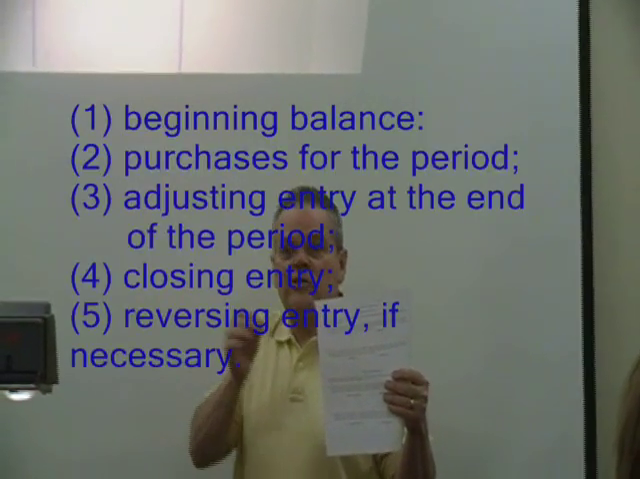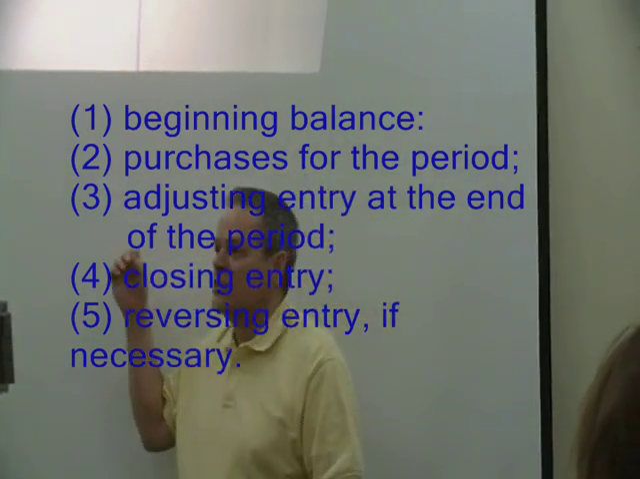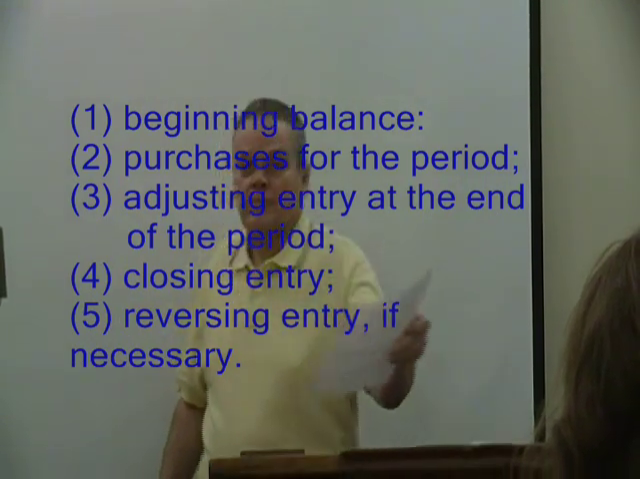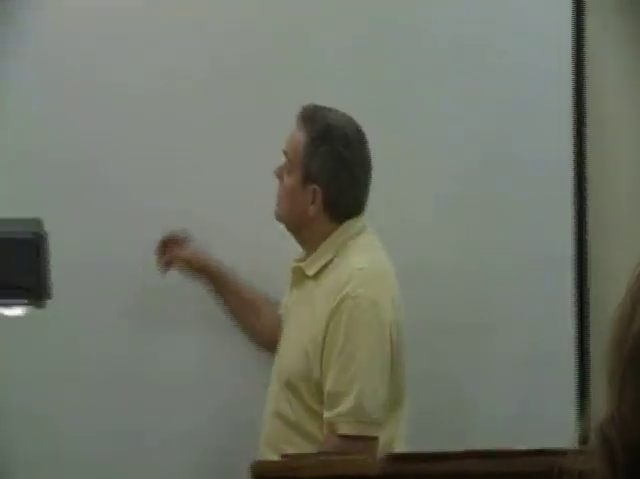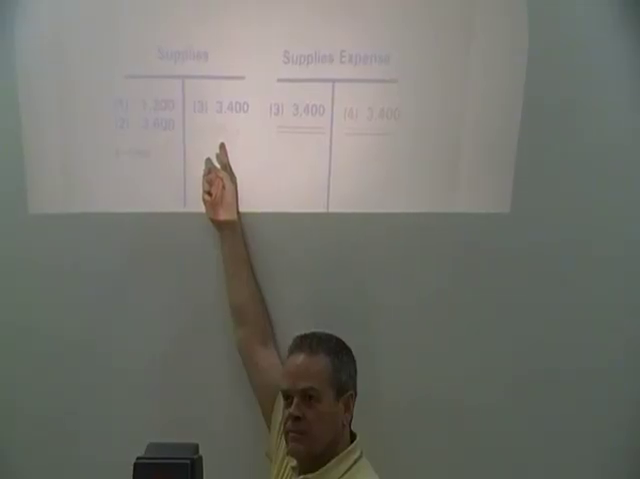Now look on your handout. Which instruction, 1, 2, 3, 4, or 5, was the instruction to make an adjusting entry? Say the number. Three. So, here's the balance sheet account, and there's item 3. If an adjusting entry creates the balance in a balance sheet account, is that the first entry in this balance sheet account? Say yes or no. No. Then it does not need to be reversed.